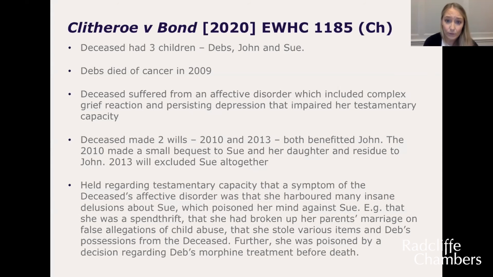She made 2 wills, both benefiting John. The final one excluded the other daughter, Susan. And it was held regarding testamentary capacity that a symptom of the deceased's disorder was that she harboured insane delusions about Sue, which poisoned her mind against Sue. So, for example, that she was a spendthrift, that she'd stolen items. And there's some particularly sad aspects of this judgment about the events leading up to Deb's death, for which the deceased tended to blame Sue unfairly. The judge therefore found the wills were invalid because of testamentary capacity.